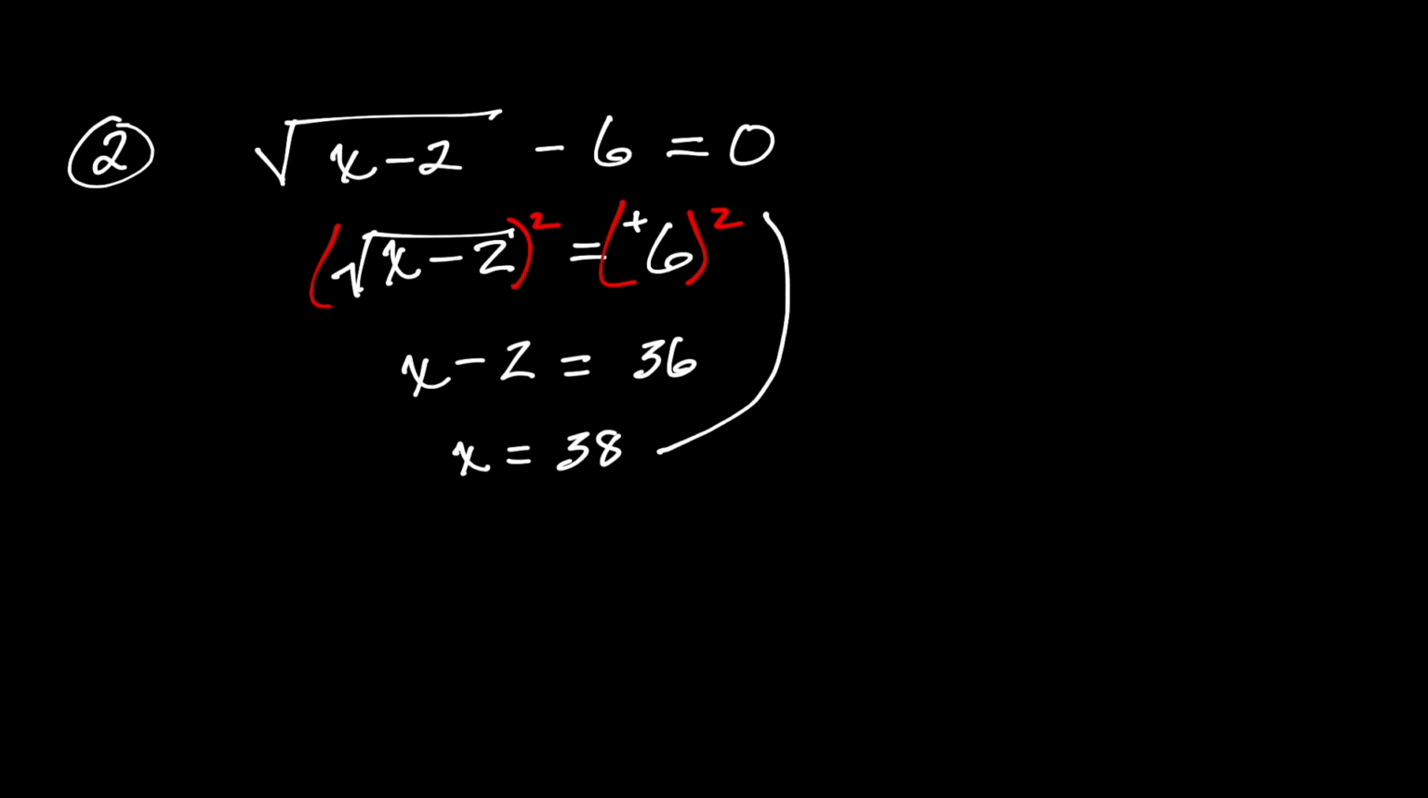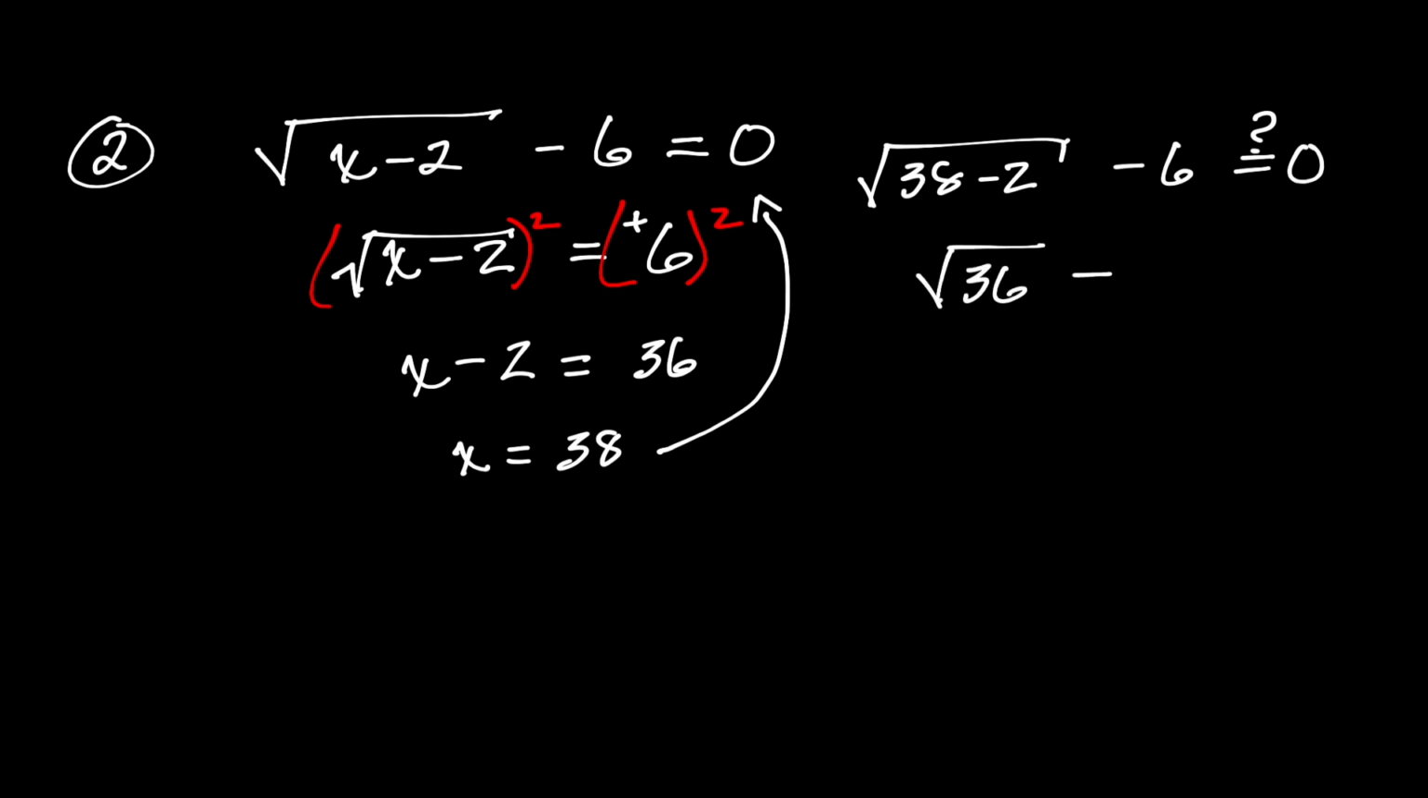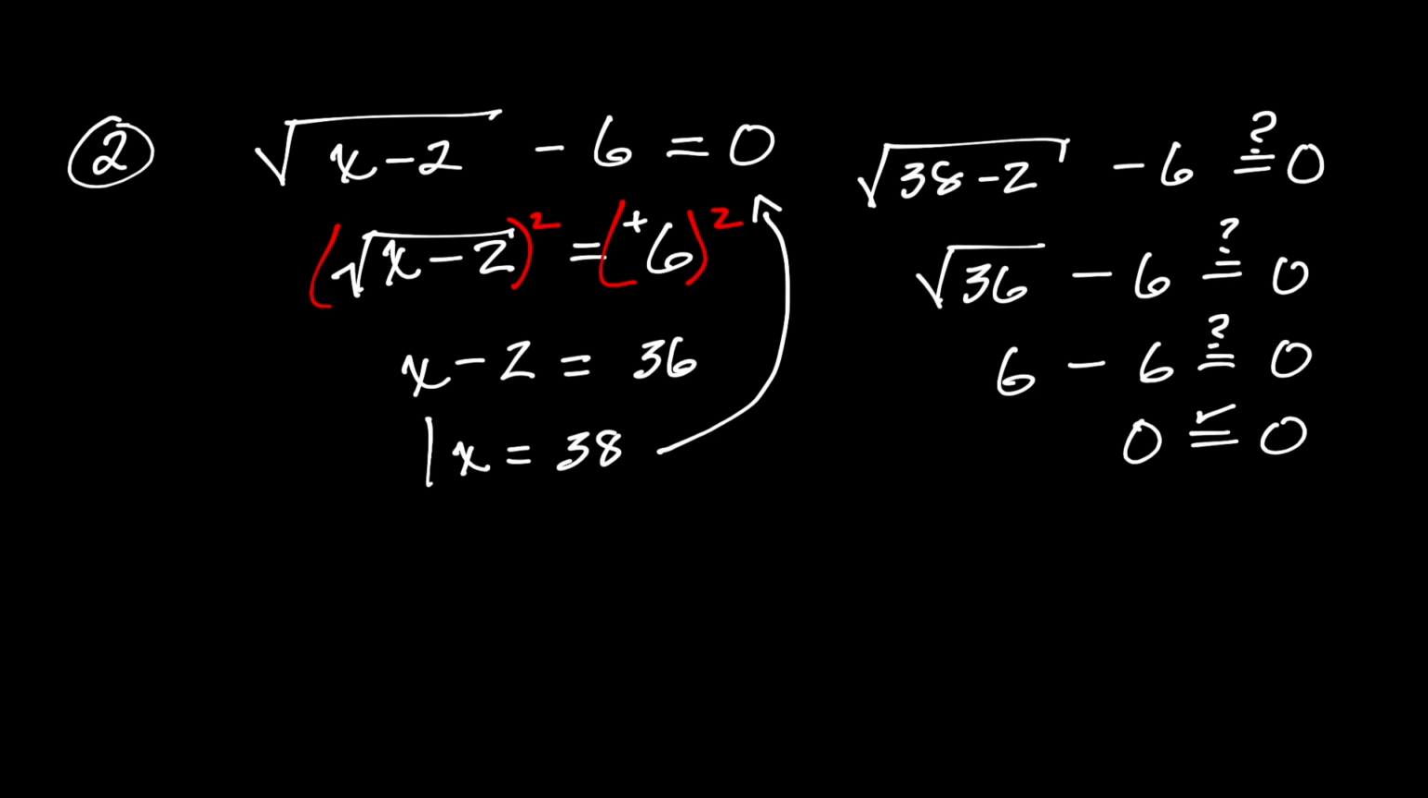Again, we'll come back up here and substitute. Is the square root of 38 minus 2, minus 6, indeed equal to 0? Well, I have the square root of 36, minus 6. Is that equal to 0? 6 minus 6, yes, that is equal to 0. So 0 does indeed equal 0, and that one does check out. So x equals 38 is a solution that works.